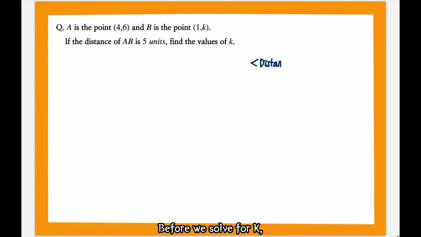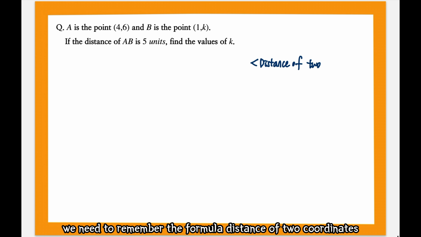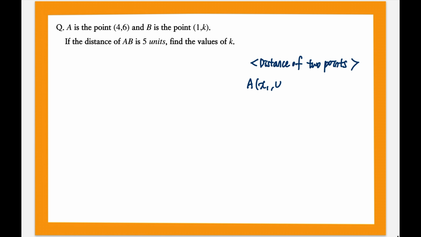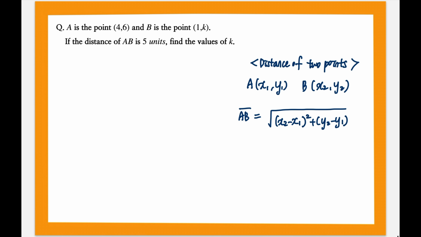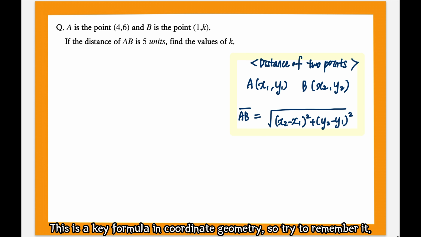Before we solve for k, we need to remember the formula for the distance between two coordinates. When A is (x1, y1) and B is (x2, y2), the distance between A and B is root of (x2 minus x1) to the square plus (y2 minus y1) to the square. This is a key formula in coordinate geometry, so try to remember this.